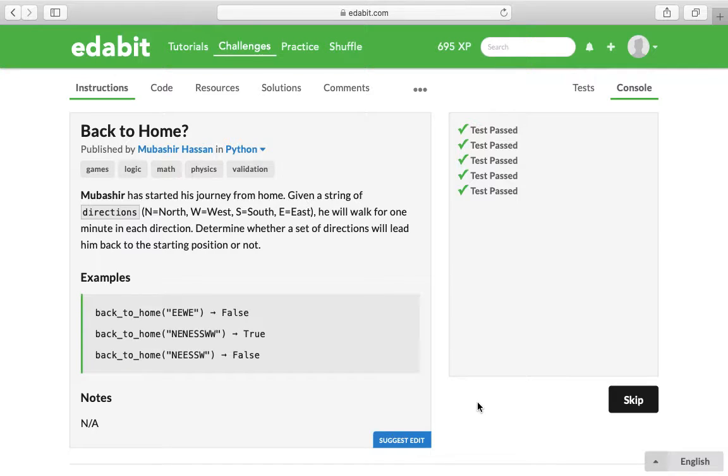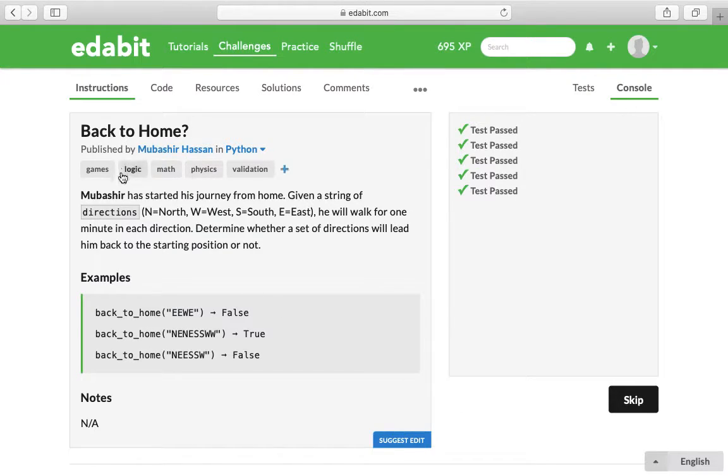This is the Programmer Owl, and in this video I'm going to walk through an Edabit Python challenge called Back to Home. In this challenge they want you to take a given string of directions, north, west, south, east, and this character will walk for 1 minute in each direction, and we're to determine whether a set of directions will lead him back to the starting position or not.